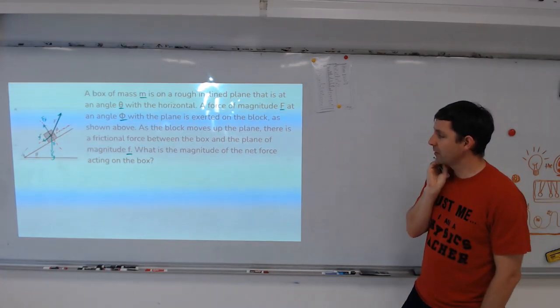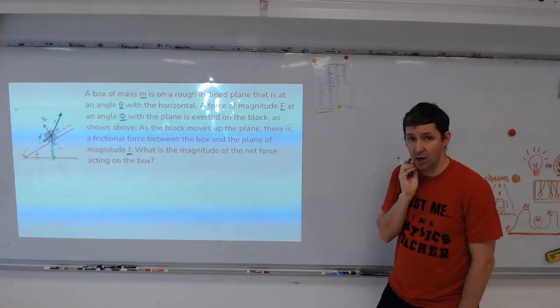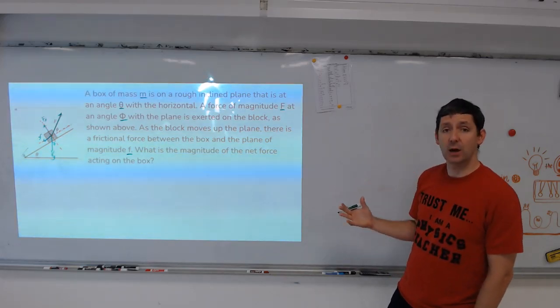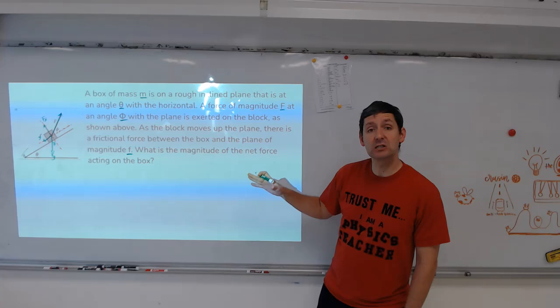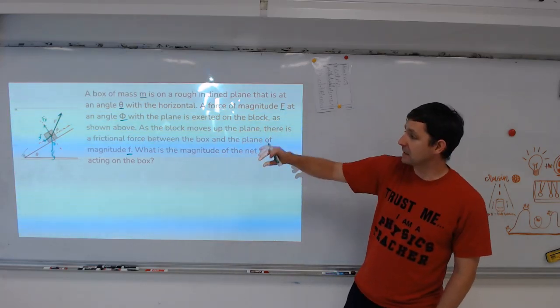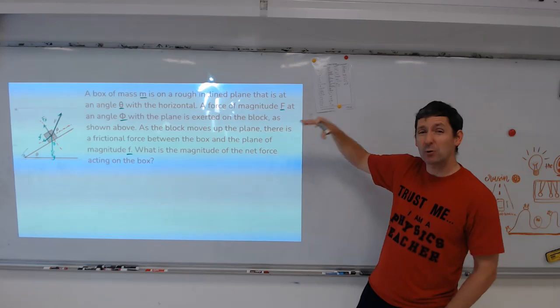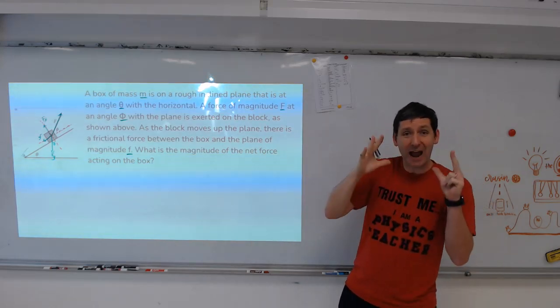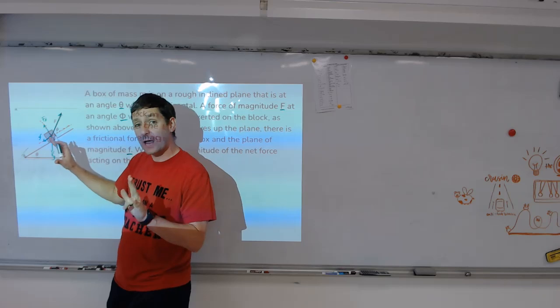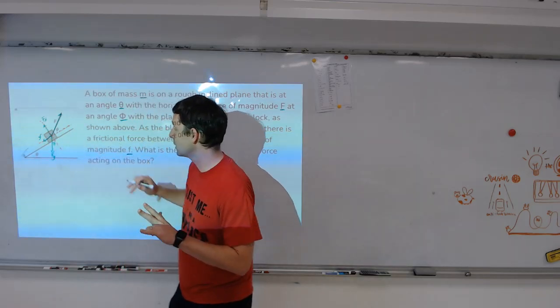And it asks for the magnitude of the net force acting on the box. So here we go. Let's figure it out. The net force acting on the box, we already know that the vertical forces are going to balance out, right? Those are going to balance out because it is only moving in the horizontal. That was the whole point to tilting our axis to the side, is because now we can ignore any of the vertical forces. All we have to worry about here are the horizontal forces.